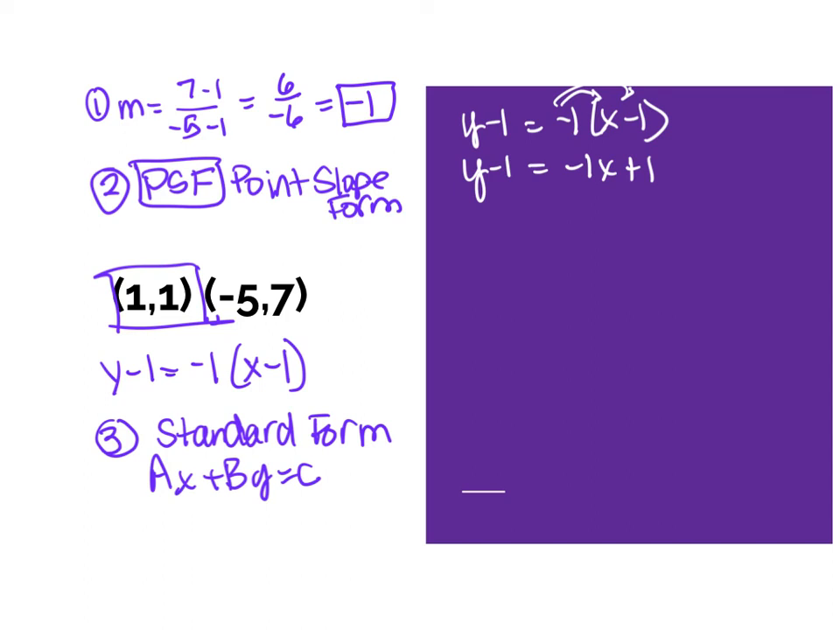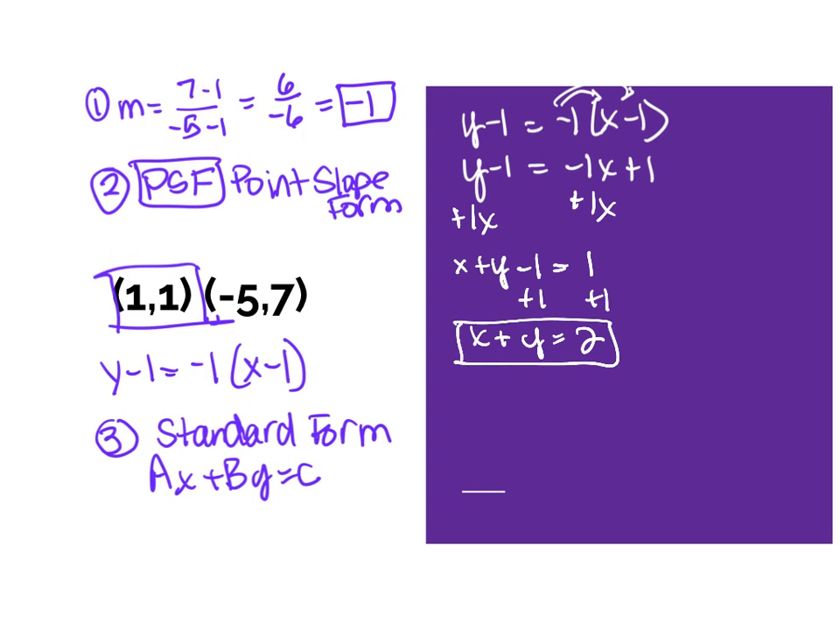So now we need to get our x over to the left side. So we're going to add a 1x to each side. And remember, we don't need to write the 1. Any number or variable times 1 is just that variable. So we can write x plus y minus 1 equals 1, just bringing that 1 down. And then we're going to add 1 to each side. So we get x plus y equals 2. So now it is in standard form. We can kind of check right there.